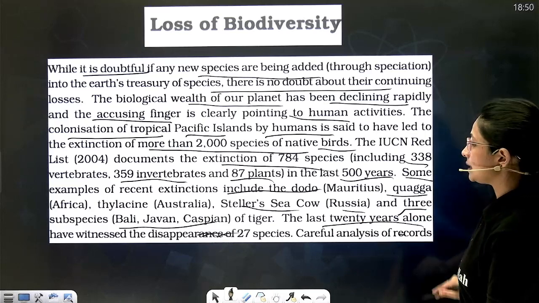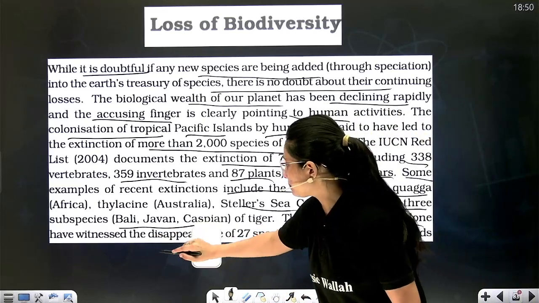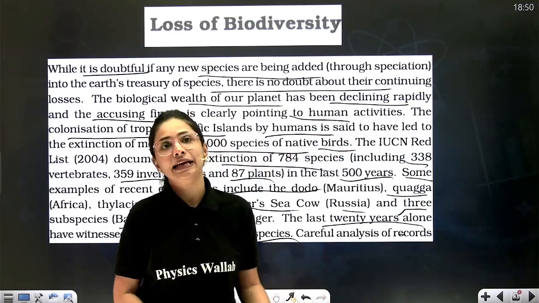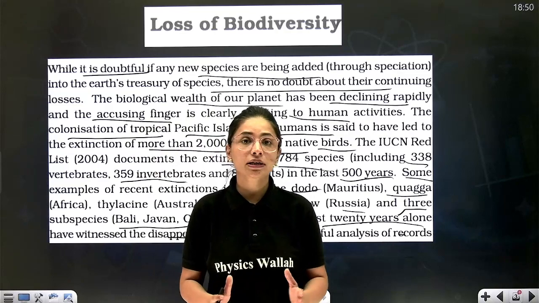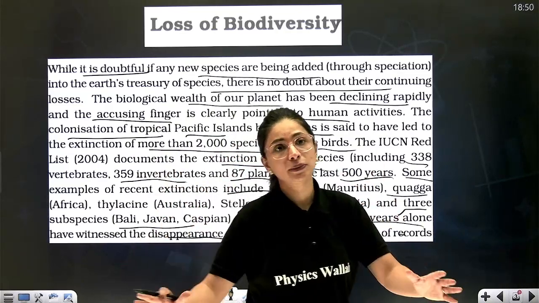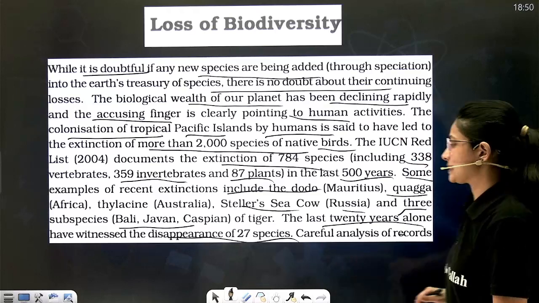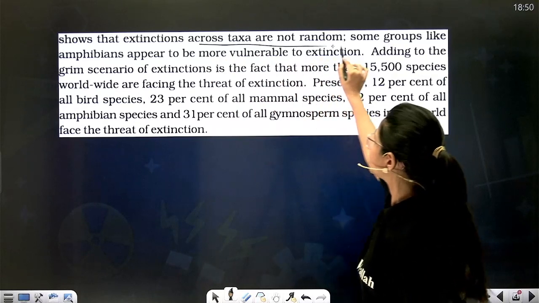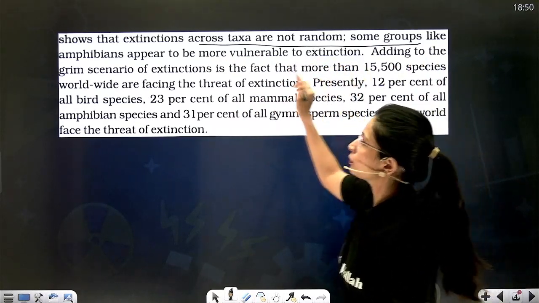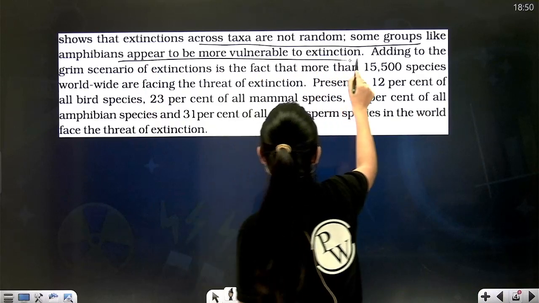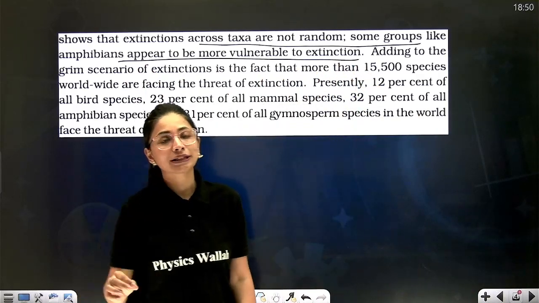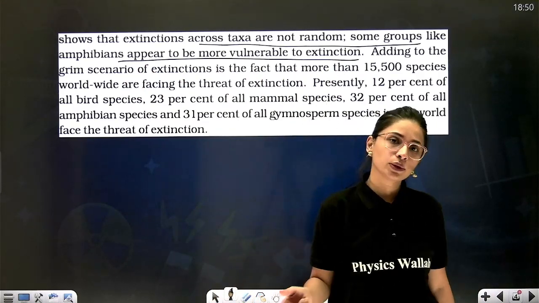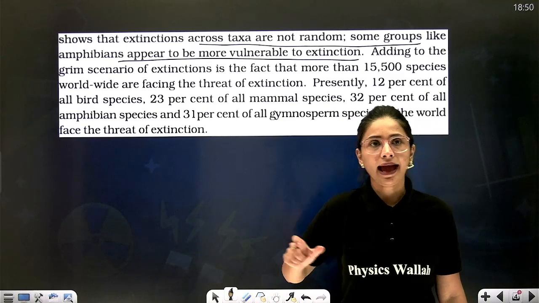Now, next point, let's read it. The last 20 years alone have witnessed the disappearance of 27 species. Within the last 2 decades, we have seen disappearance of nearly 27 species, which is a very high rate of extinction. Careful analysis of records shows that extinction across the taxa is not random. Some groups like amphibians are more vulnerable to extinction. So remember, if a question comes, which category of animal is more vulnerable towards extinction, then your answer will be amphibians.